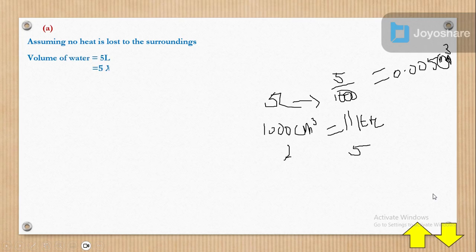So volume of water, we need to know the volume of water. We shall need to convert this into meters cubed. And now when you divide this by 1000, this answer, in fact, if you press on a calculator, is the same as this 0.005. That's what it is. Let's proceed.